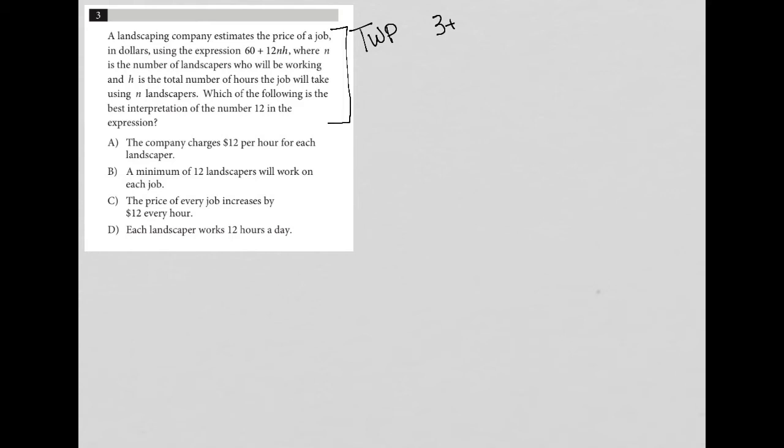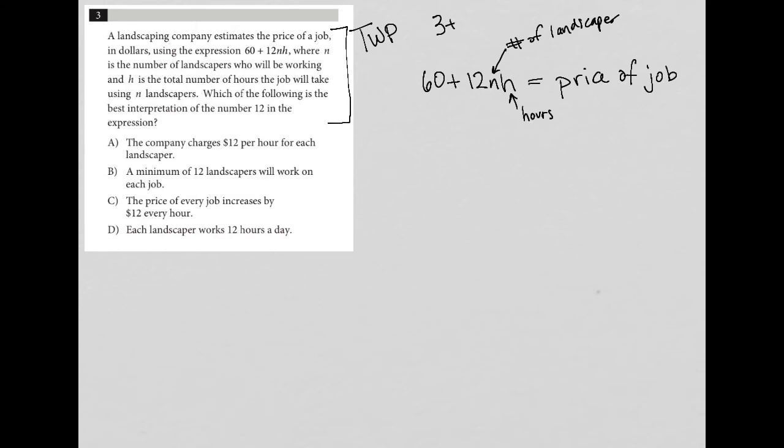So let's start reading the question. The question says a landscaping company estimates the price of a job in dollars using the expression 60 plus 12NH. All right, so 60 plus 12NH equals price of job. So there's my translation for that. Where N is the number of landscapers. I'll just make a note: number of landscapers. And H is the total number of hours a job will take using N landscapers. Okay, so this H is hours that it'll take. Which of the following is the best interpretation of the number 12 in the expression?